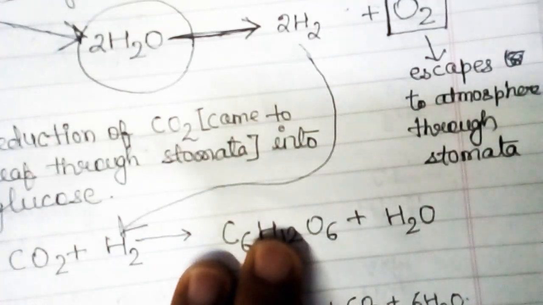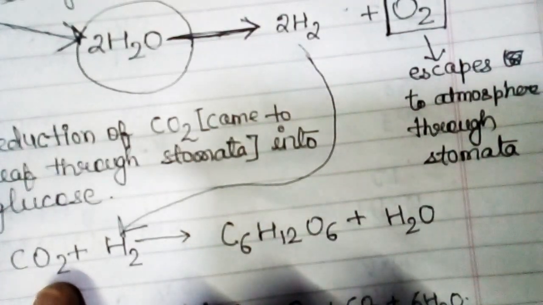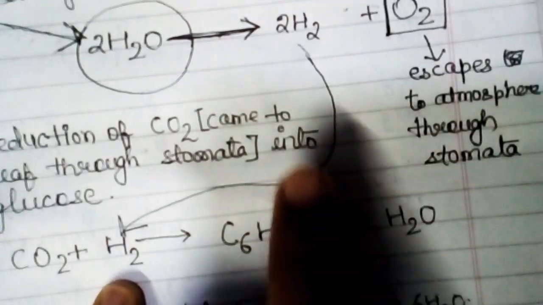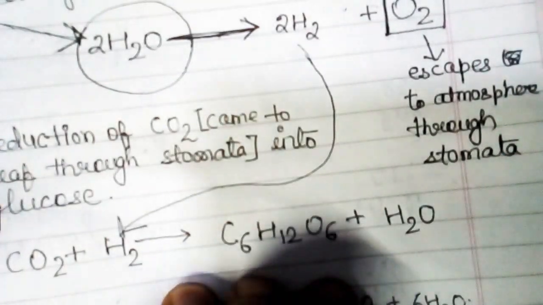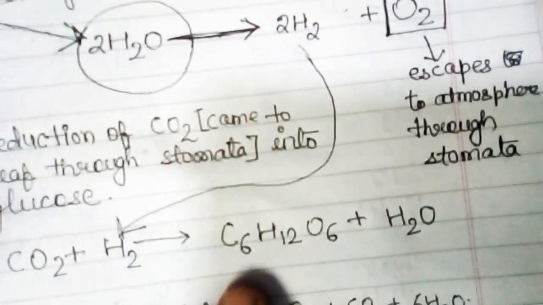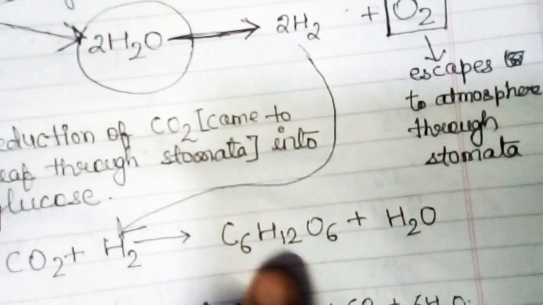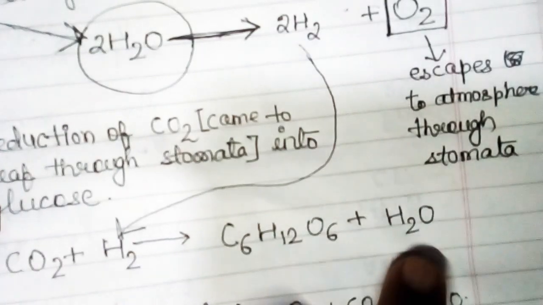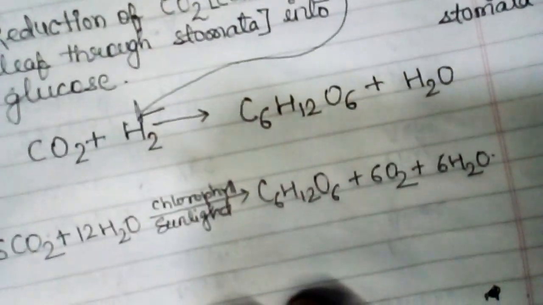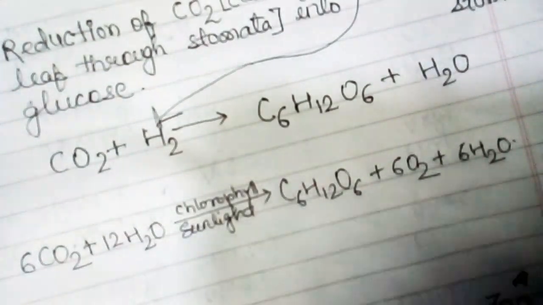So now this carbon dioxide gets hydrogen from the splitting of water, and the carbon dioxide and hydrogen change themselves into glucose. You are able to see the glucose formula. This is glucose and also water. So now finally we get this reaction.